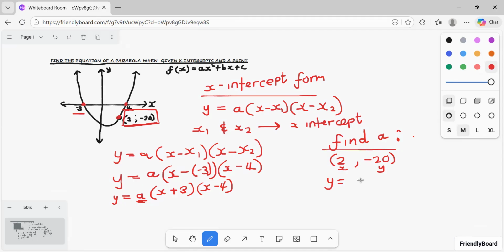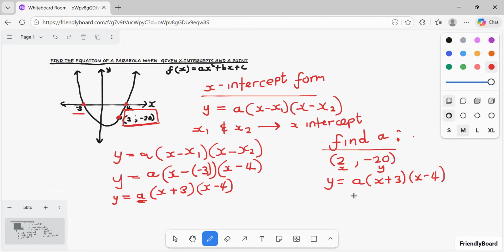y is equal to a, open bracket, x plus 3, and x minus 4. So what I was saying is where there is x here, I'm going to put that 2. Where there is y, I'm going to put minus 20. So it's just substituting 2 and negative 20 to find the value of a. Okay, so y is equal to a, bracket x plus 3, x minus 4.